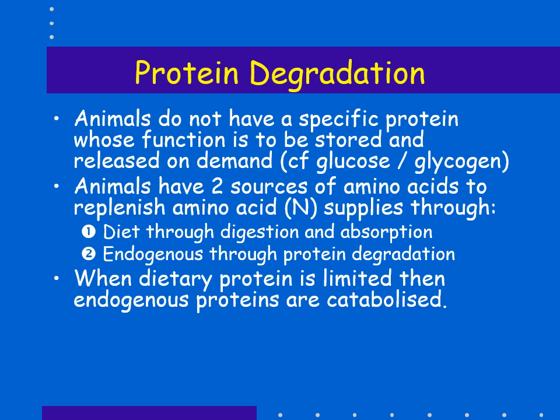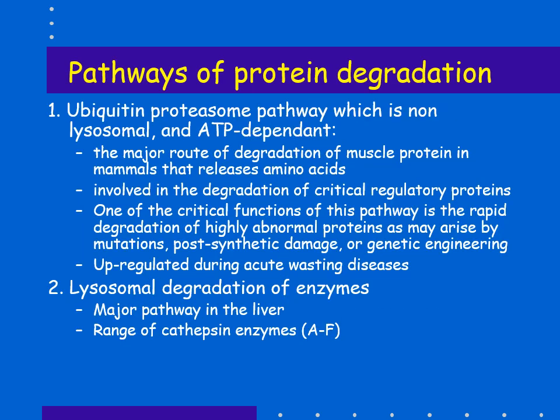So generally, proteins are not a key energy depot. However, when dietary protein supply is limited, it's in this instance that endogenous proteins are catabolized to replenish those amino acid pools. Animals have 2 key pathways for protein degradation.